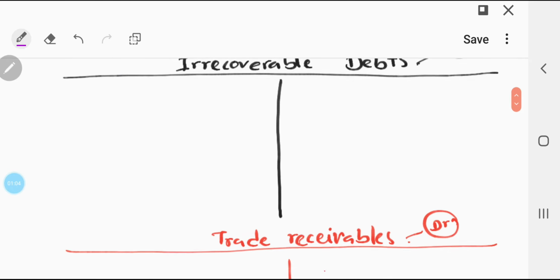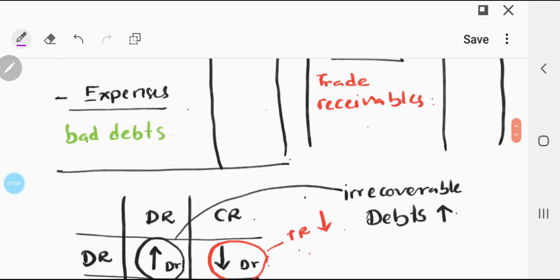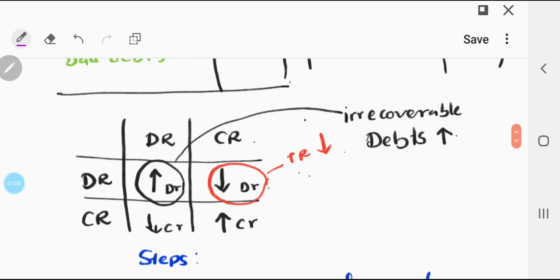Now, before preparing the ledgers, it is very important to identify the debit and credit impact. If you have a debit and a debit, it increases the debit value. A debit and a credit reduces the debit value. If an account has a credit balance, a credit and a debit gives you a reduction in credit. Credit and credit will increase the credit value.